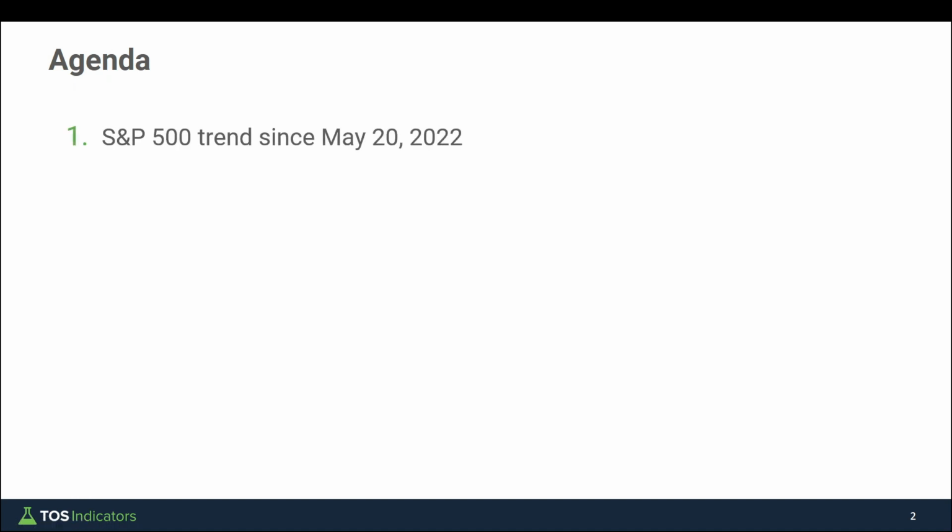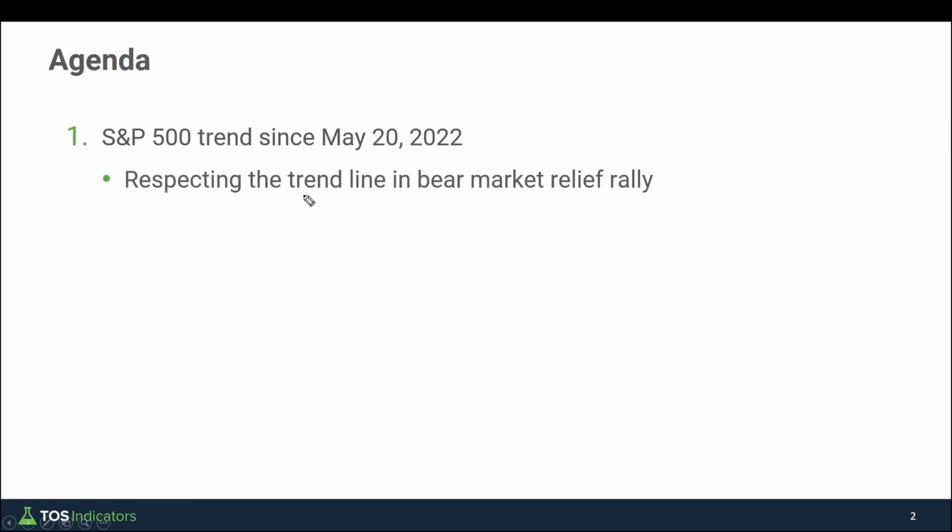The first is breaking down this trend line in a little bit more detail. We've had a nice, strong, bullish uptrend since May 20th. It's been respecting one key trend line, and that's been very indicative of a bear market relief rally. This came on the backs of 7 consecutive weeks of bearish activity. We broke this down in a video where we saw that historically this doesn't happen very often, and we expected a relief rally to take place.